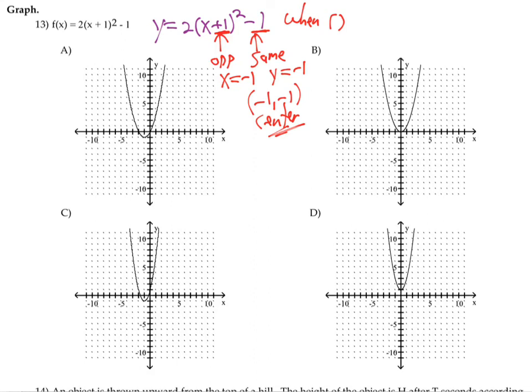Uh-oh. So we're done with these two, but we're down to A and C now, aren't we? Now, what's the difference between A and C? They both look very similar. Can you see any difference? One of them is thinner than the other. Yeah, C is a little thinner. A goes out a little wider. So how do you know which one's right?